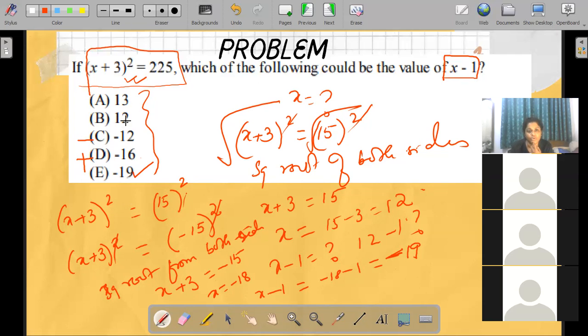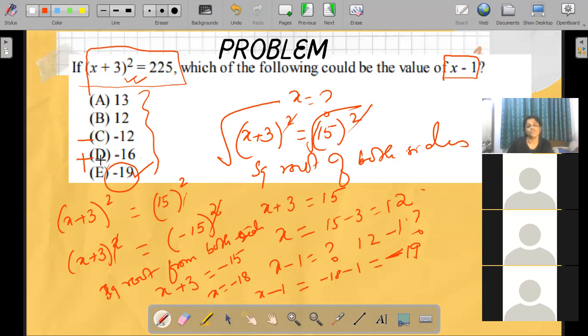Where can I go wrong? Oh yes, there's a square. So 15 square is 225, minus 15 square is also 225. So let me put minus 15. So if I'm taking x plus 3 is equal to minus 15, I get x is equal to minus 18. So x minus 1 is equal to minus 18 minus 1, minus 19. Yes, I have an option.